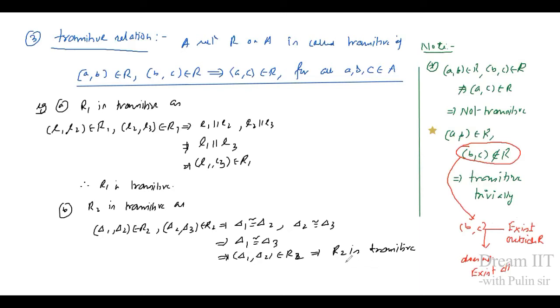So whenever you face this situation, if it is possible that it will exist outside, but not in R, then only your conclusion is trivially transitive. But if you face a situation where it doesn't exist at all, not in R, but never, nowhere, anywhere else, then it will say not transitive. Remember it. I'll come to the example very clearly so that you will understand these things.